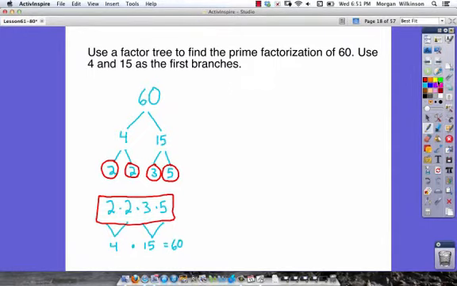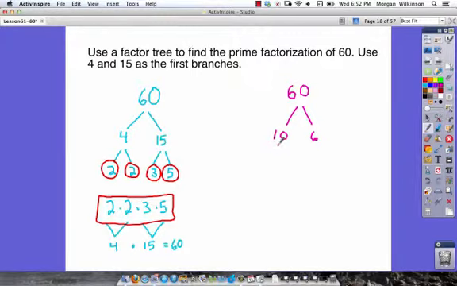Now before we move on to our next question, I want to show you that when we use a factor tree, it doesn't matter what our first branches are. This one says to use 4 and 15 as the first branches, but you might have thought, I can get to 60 by saying 10 times 6. Or maybe you said I can get to 60 by saying 20 times 3. It doesn't matter what you pick as your first branches. You'll always come to the same answer.